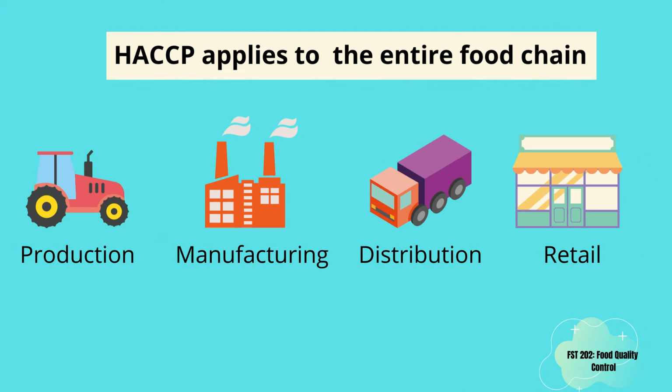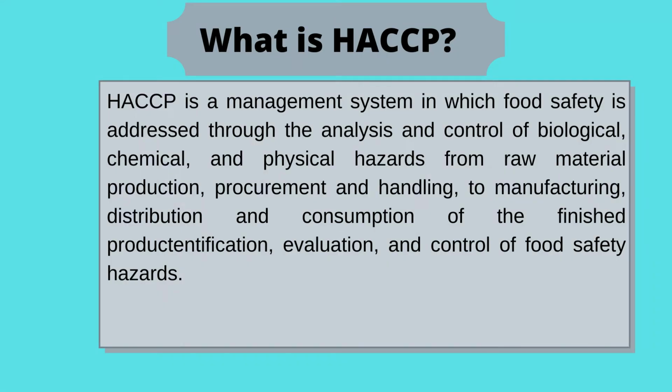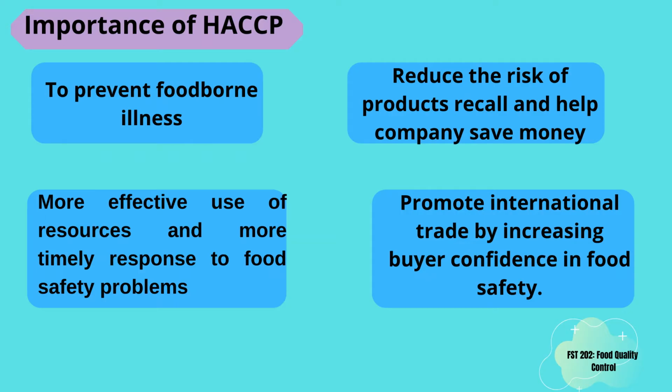HACCP is designed for use in all segments of the food industry, from growing, harvesting, processing, manufacturing, distributing, and retailing to preparing food for consumption. HACCP is important in order to prevent foodborne illness. Besides, it also reduces the risk of product recalls and helps companies save money.